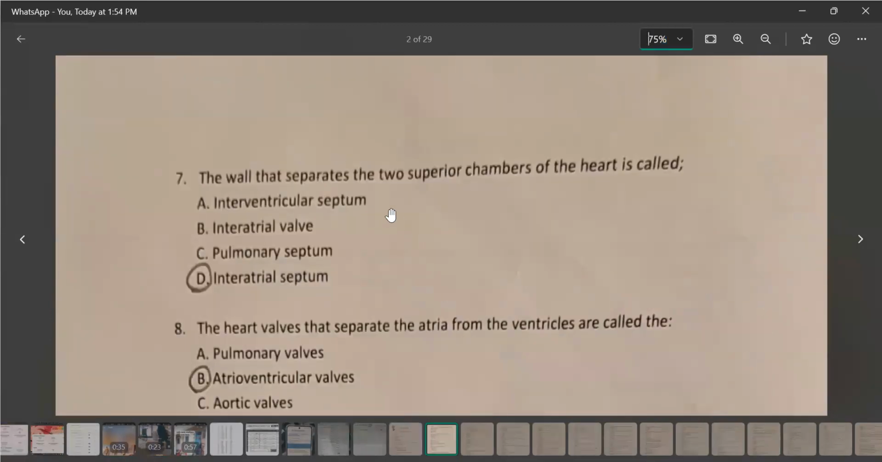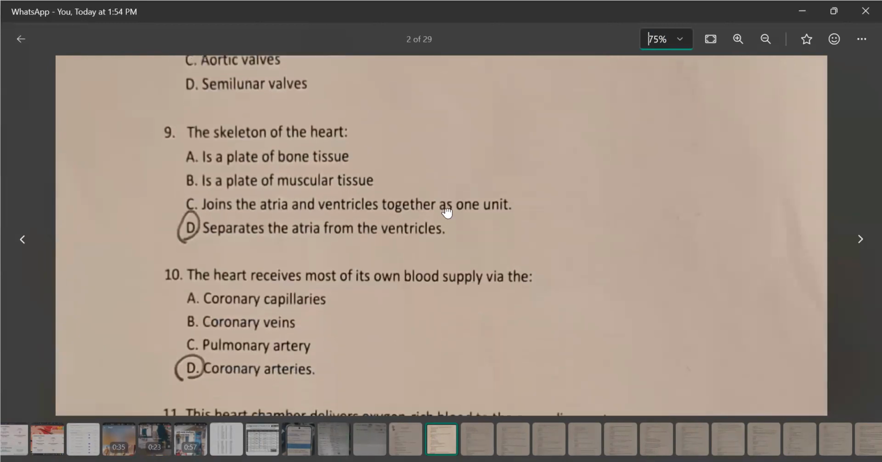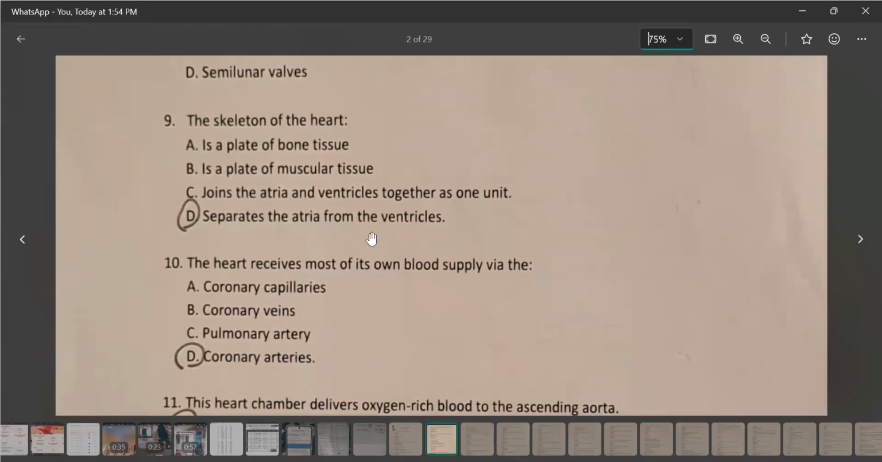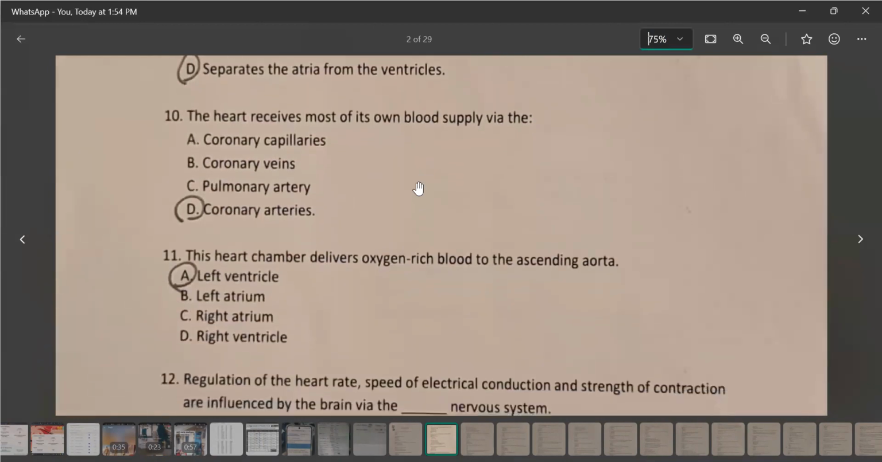Number 7. The wall that separates the 2 superior chambers of the heart is called the interatrial septum. Number 8, the heart valves that separate the atria from the ventricles are called the atrioventricular valves. Number 9, the skeleton of the heart separates the atria from the ventricles. Number 10, the heart receives most of its own blood supply via the coronary arteries.